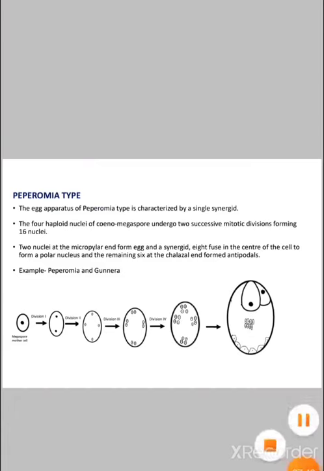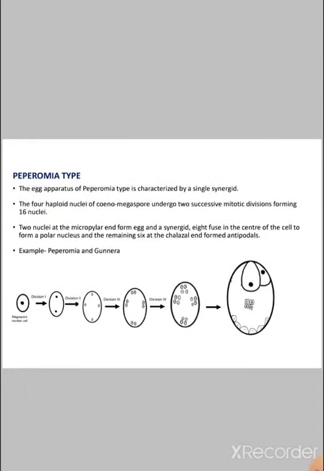Peperomia type. The egg apparatus of the Peperomia type is characterized by a single synergid. The 4 haploid nuclei of the coenomegaspore undergo 2 successive mitotic divisions, forming 16 nuclei. 2 nuclei at the micropylar end form the egg and a synergid. 8 fuse in the center of the cell to form a polar nucleus, and the remaining 6 at the chalazal end form antipodals. Examples: Peperomia and Gunnera.